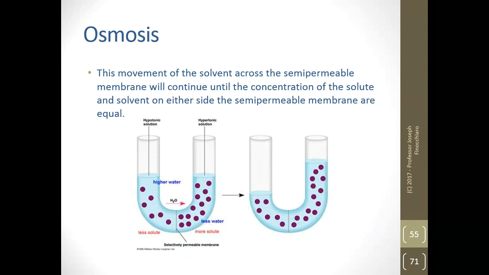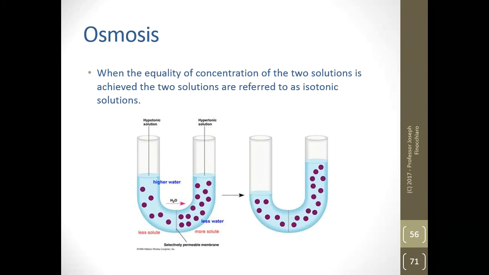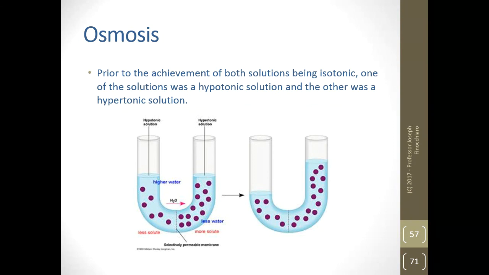This movement of the solvent across the semi-permeable membrane will continue until the concentration of the solute and solvent on either side of the semi-permeable membrane are equal. When the equality of concentration of the two solutions is achieved, the two solutions are referred to as isotonic solutions. Prior to the achievement of both solutions being isotonic, one was hypotonic and the other was hypertonic. Okay? Look at the picture. This is extremely important. The hypotonic solution had less solute but more water. The hypertonic solution had more solute and less water.